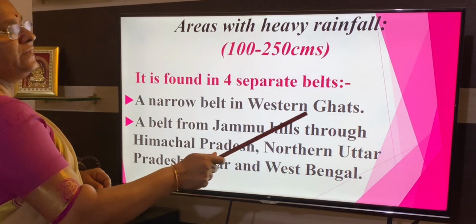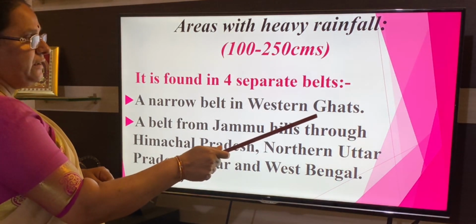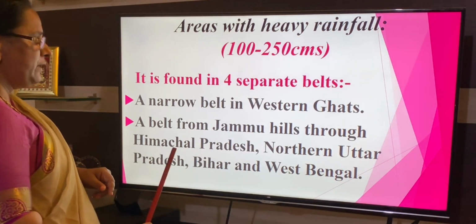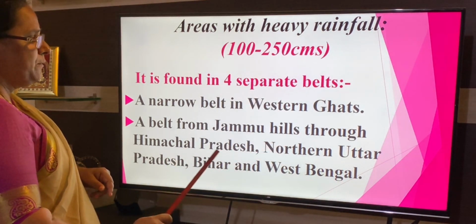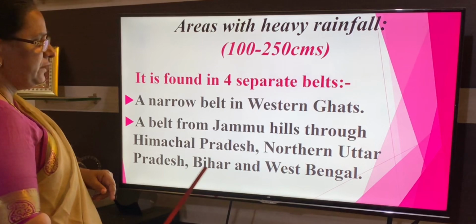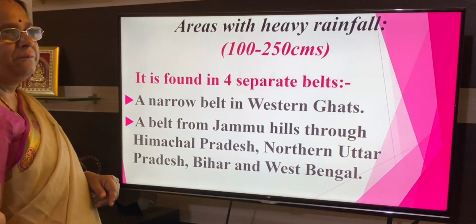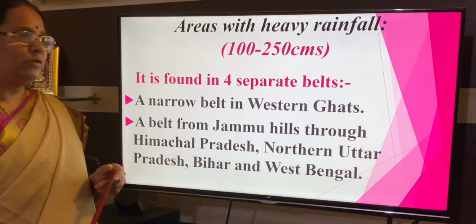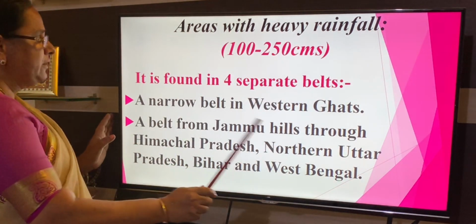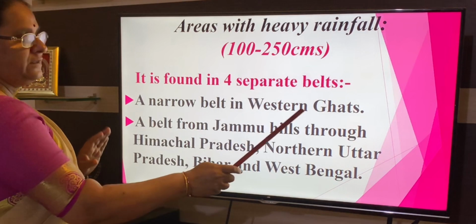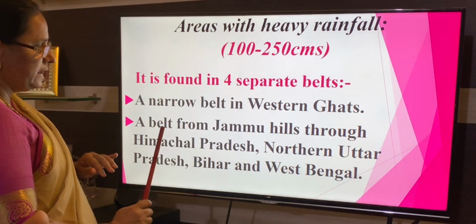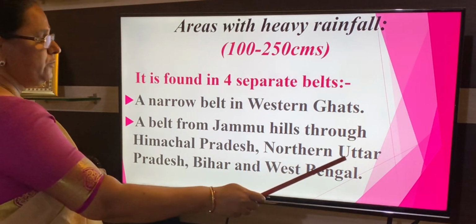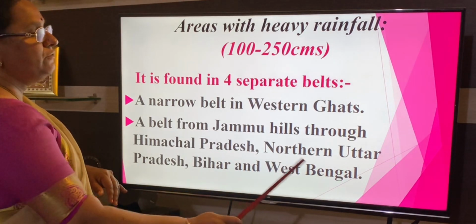The first one is Western Ghats, where we receive heavy rainfall. The next one is Jammu Hills, which extends towards Himachal Pradesh, Northern Uttar Pradesh, Bihar and West Bengal. So these are the places where we will see heavy rainfall. Two belts I have mentioned. The first is the narrow belt in Western Ghats and the second belt is Jammu Hills through Himachal Pradesh, Northern Uttar Pradesh, Bihar and West Bengal.